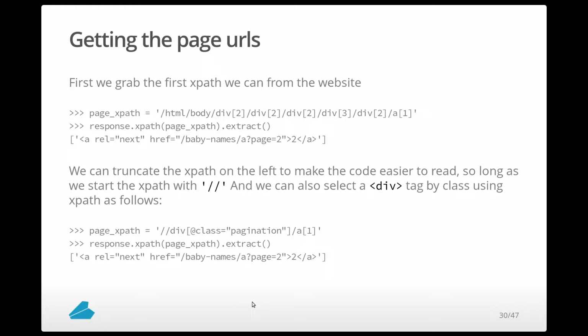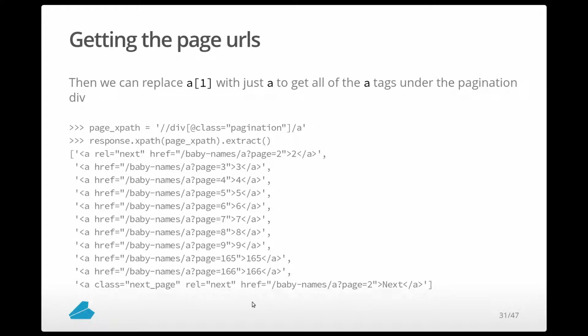Right. So what we've just achieved is we've found the div for that particular button. And then that A tag was indexed with 1, meaning we wanted the first one, but all the other ones are there, so we might as well take them. So if we remove that A1 and we just put A there, then we get the tags for all of the buttons, from 2 to 166 up to next. Yeah? 2, 3, 4, 5, 6, 7, 8, 9, 165, 166. So I get all of those.